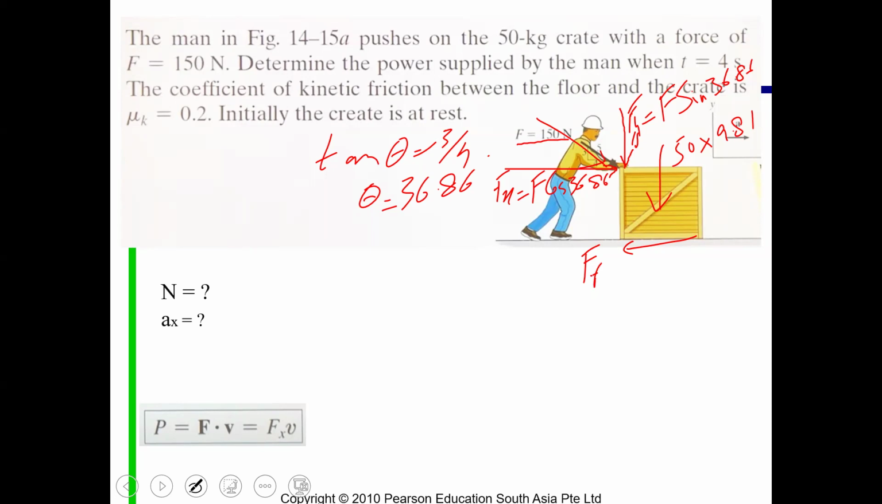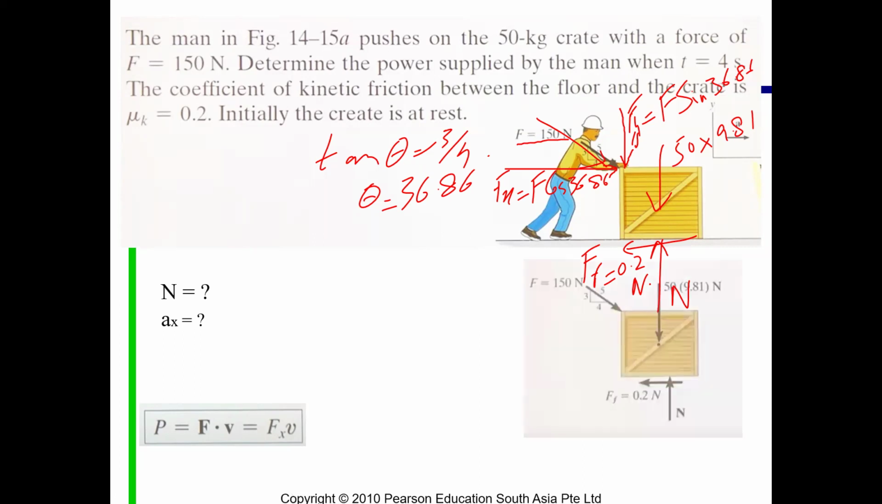How do you calculate friction? You remember? F is equal to mu times the normal force. So the normal reaction is missing here, right? This is equal to 0.2, which is provided, mu times N. N is not provided, so you will calculate it.